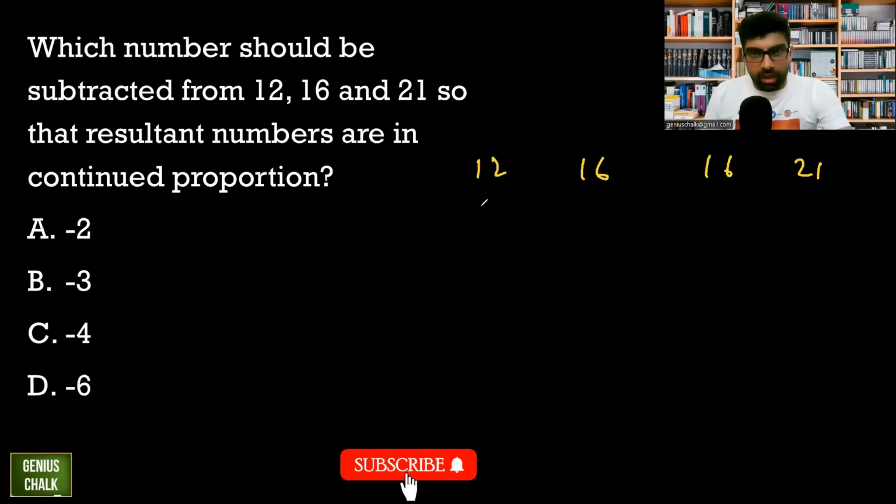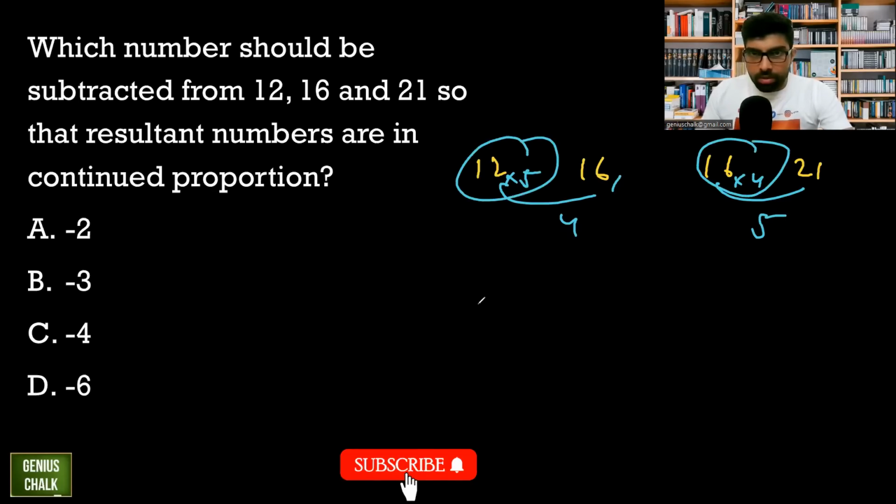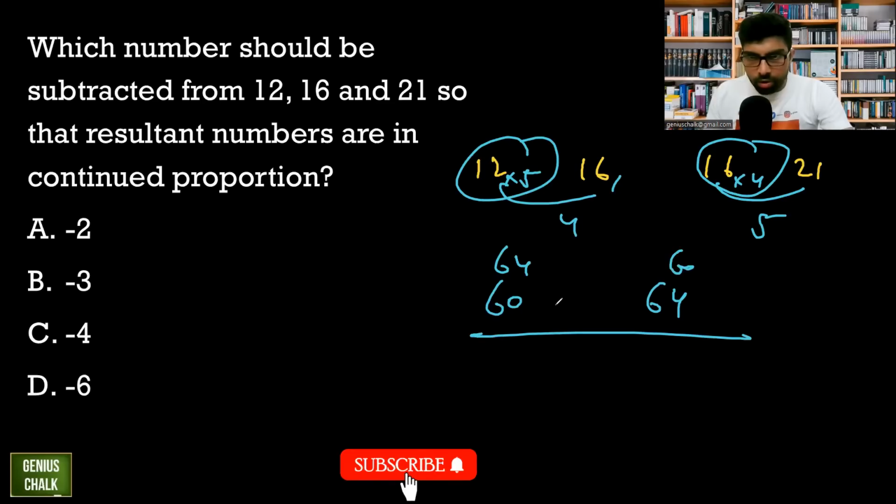Now something is to be subtracted. Okay, so what will happen? You see, this is 12, 16, so difference 4, difference 5. So multiply this by 5, multiply this by 4. This becomes 60. This becomes 64. In this case, you can see options are in negative. That means this 64 should be here, 60 should be here. But it is negative. That means this method is correct.